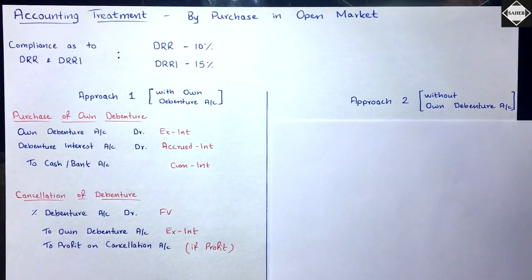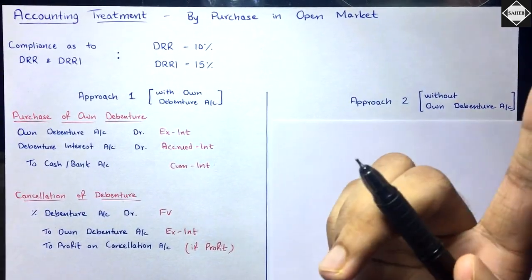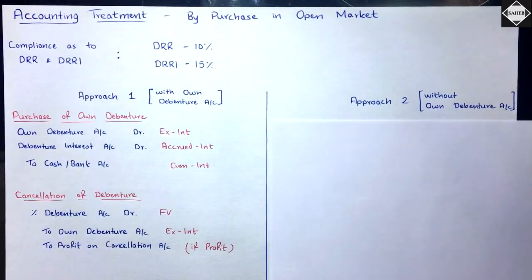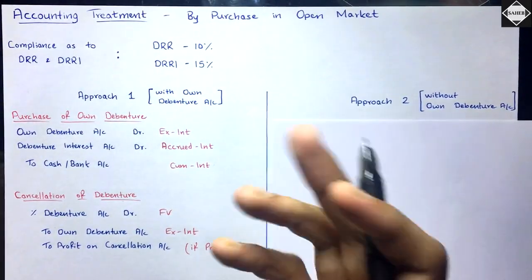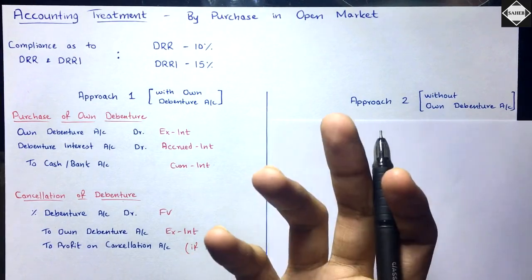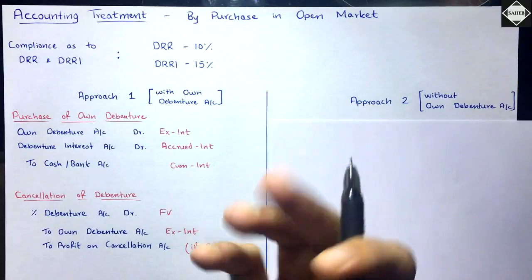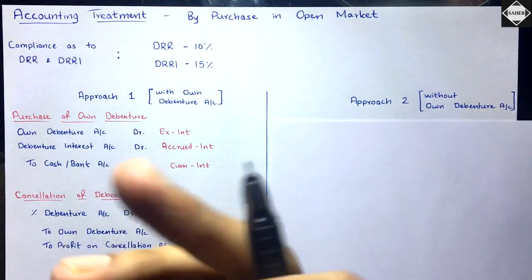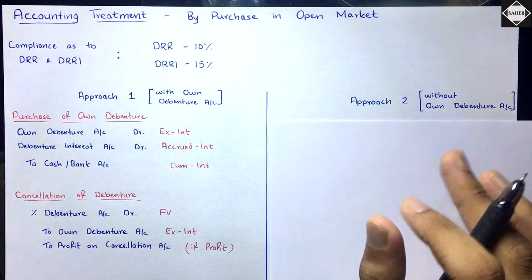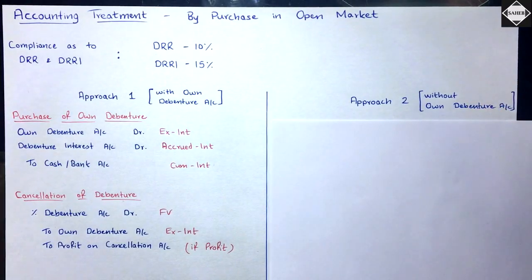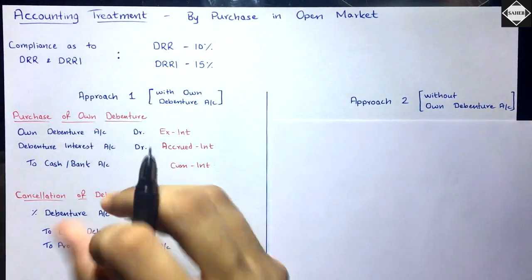Why? Because in the exam, the question can specifically ask you, and we have that one illustration also, the question will specifically ask to open own debenture account. If the question asks you that, then that's the requirement. To get the marks, you have to follow approach 1, otherwise you will lose the marks. Sometimes the question will be silent. If the question is silent, then you can follow approach 2. Is that clear? Right. So let's understand approach 1 first, and then approach 2 will be very easy, just the combination of this. Is that clear?